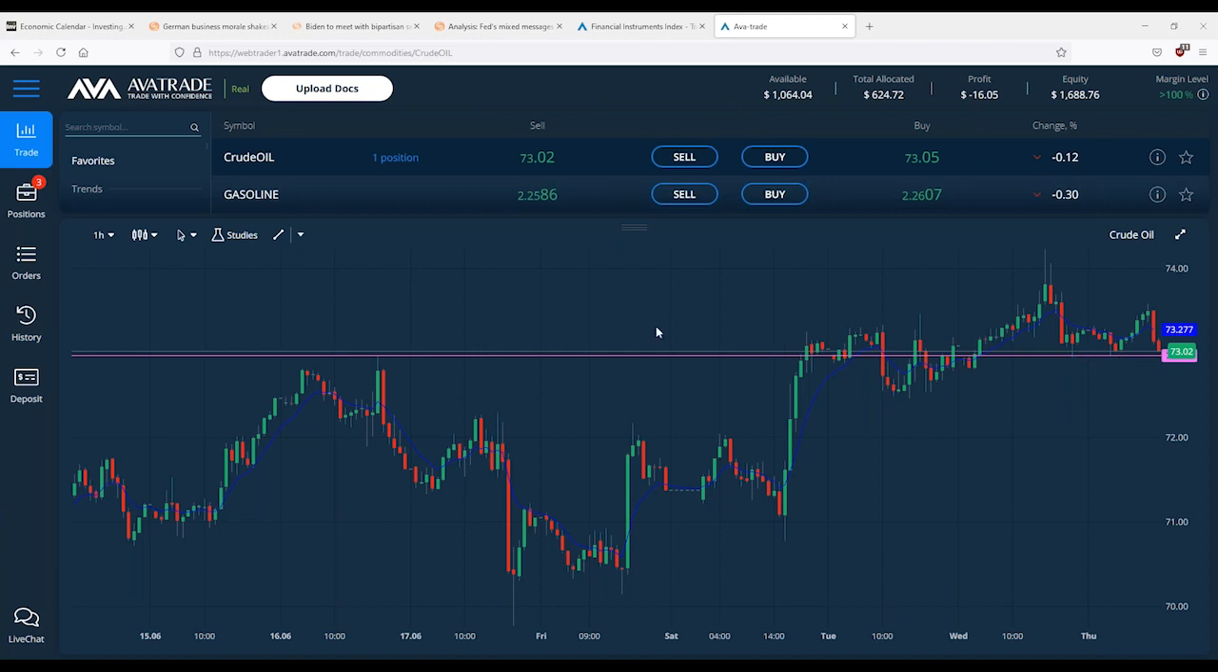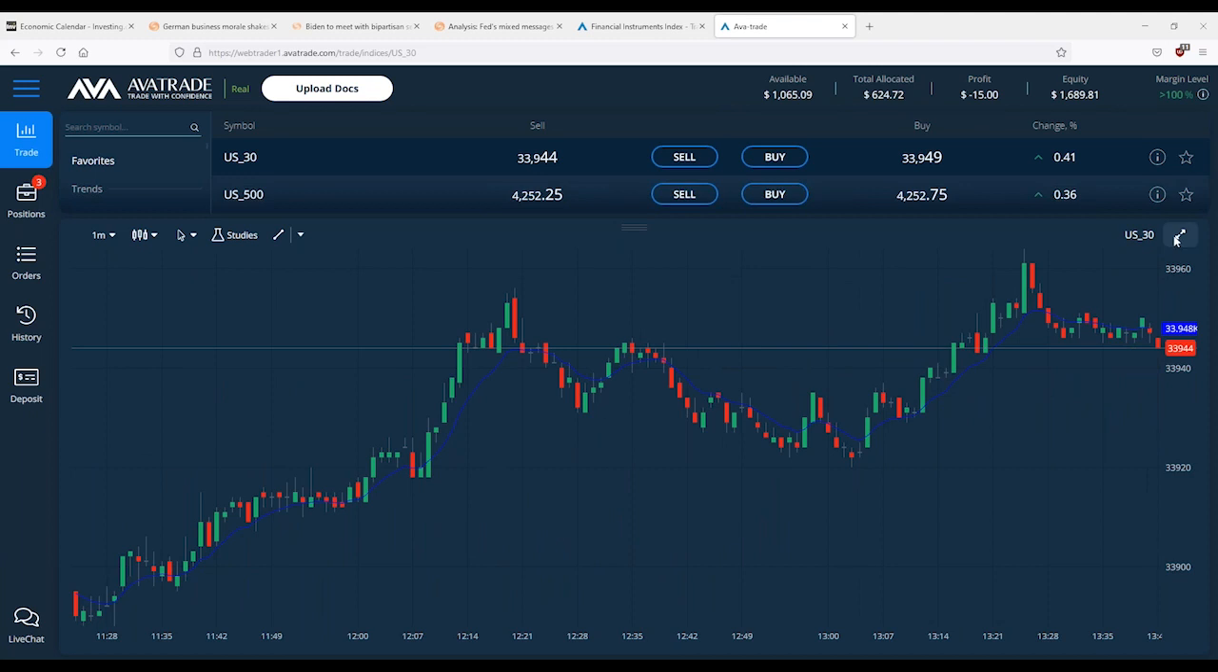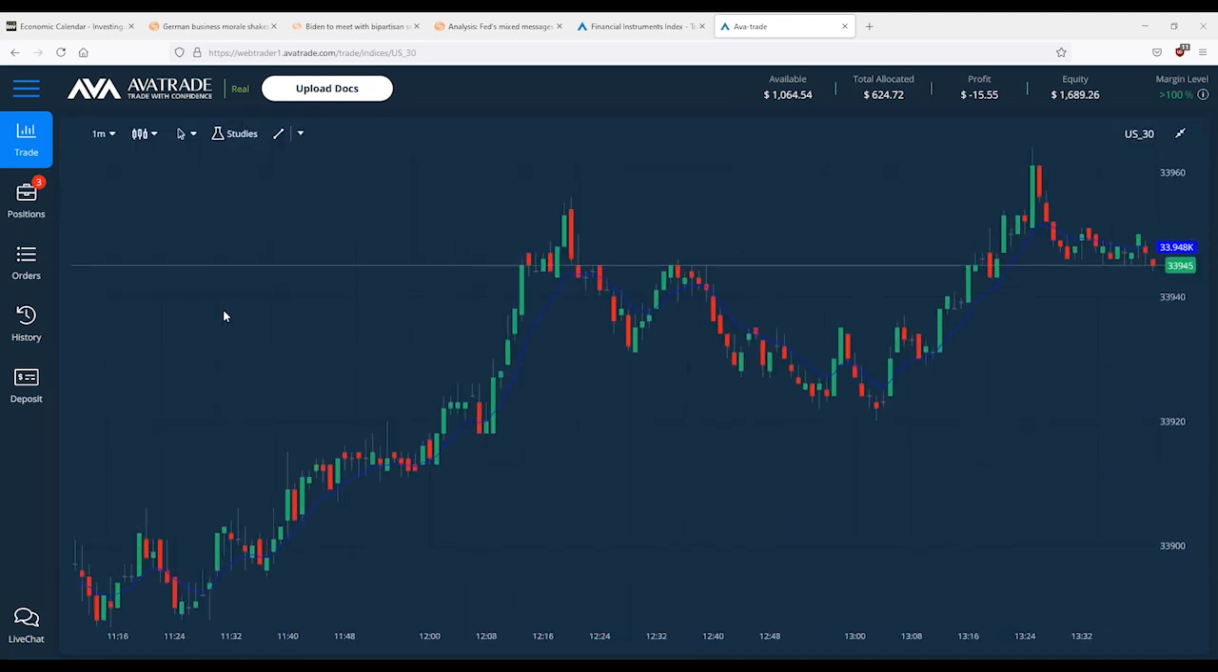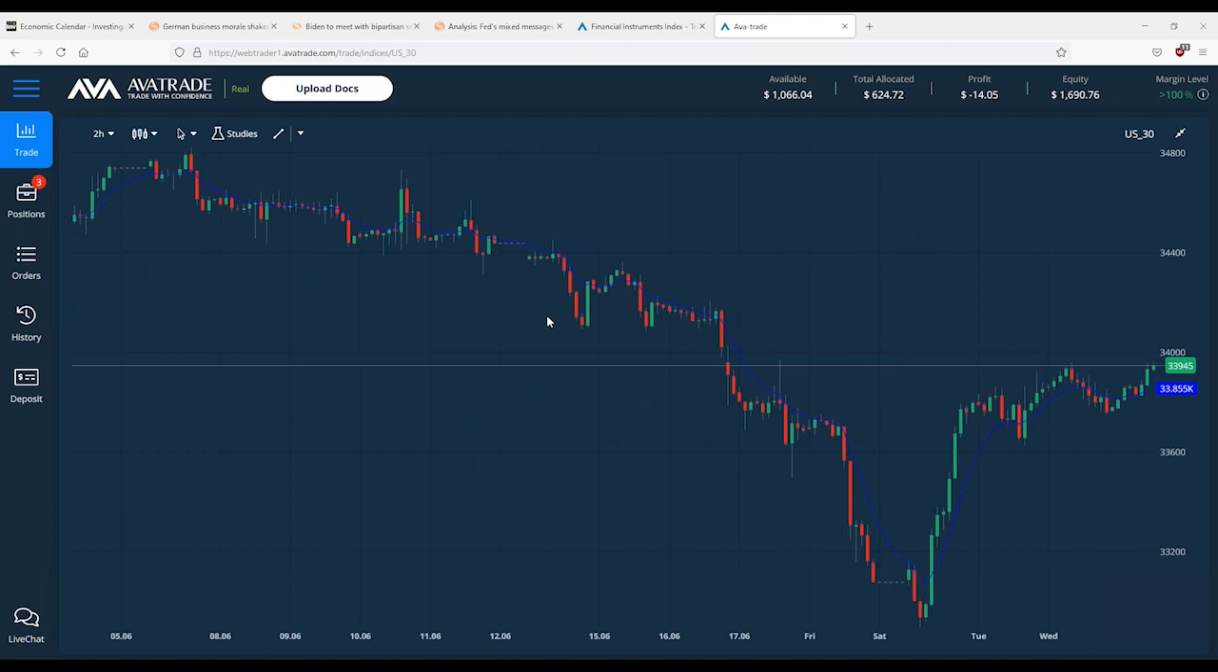US 30 was requested. We'll look at that real quick. We already looked at the US Tech 100, the NASDAQ. I believe the US 30 will set up very similar to the other major US indices. So here's the US 30. If we look at the chart, it looks very much the same. Let's go to 2-hour candles.